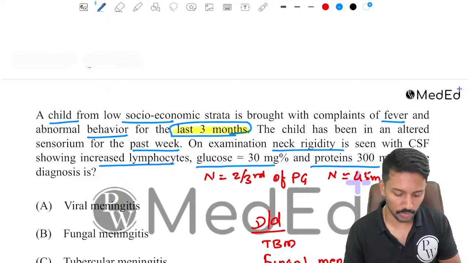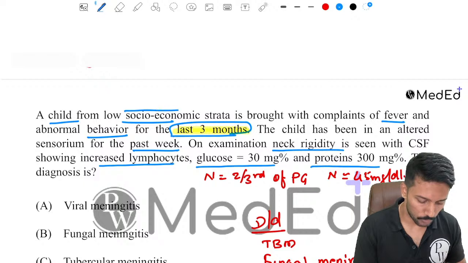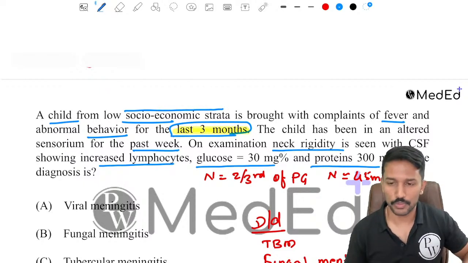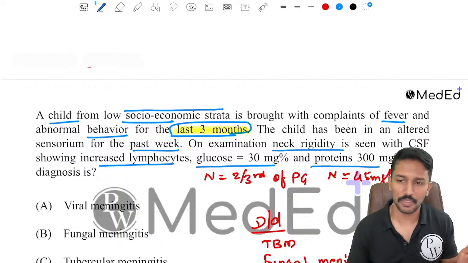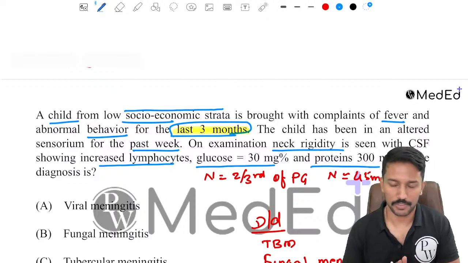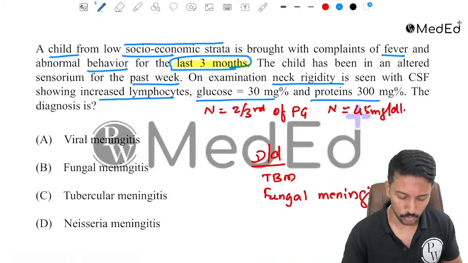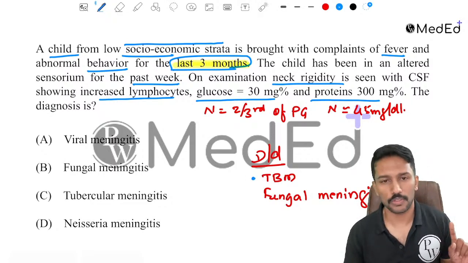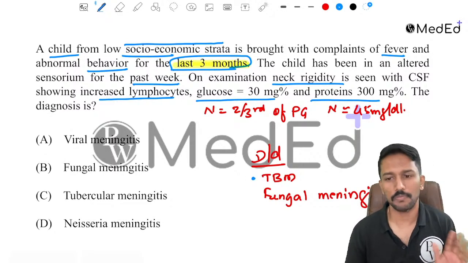Why strongly think of tubercular meningitis? Because it is a child from low socioeconomic status. Instead, if they had mentioned that this is a case of cancer who is on chemotherapy, or a case of HIV, I would have thought of fungal meningitis, right? So history gives us some clues towards the diagnosis. So from the history, I am already leaning towards tubercular meningitis, and the CSF picture fits into it.